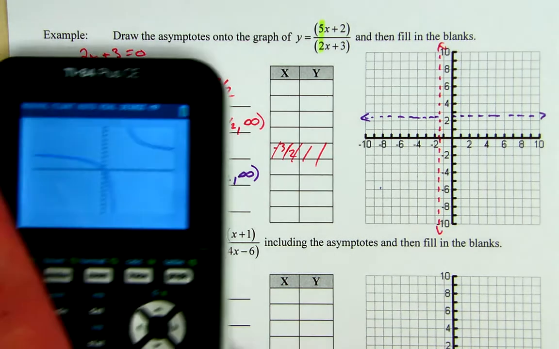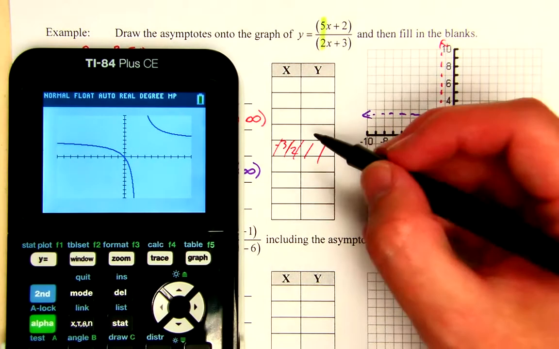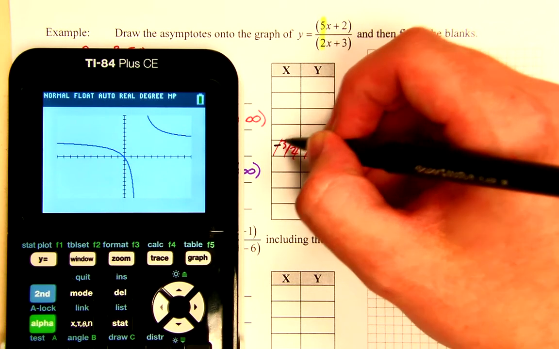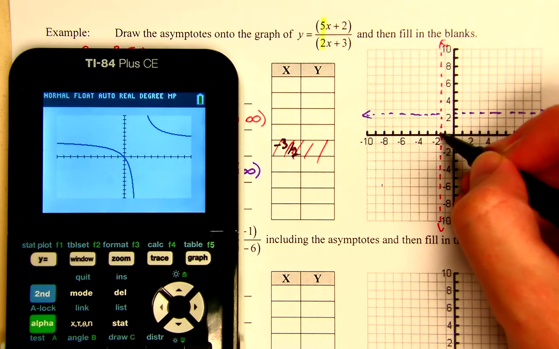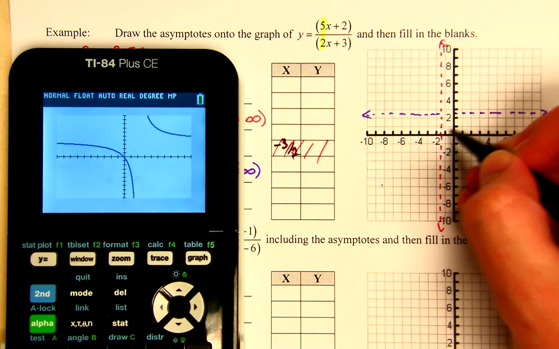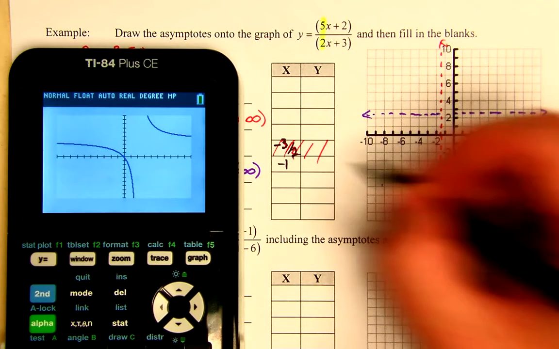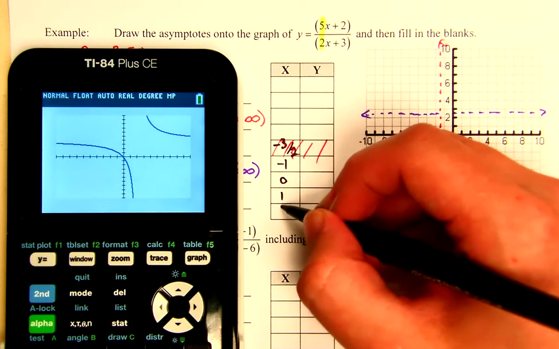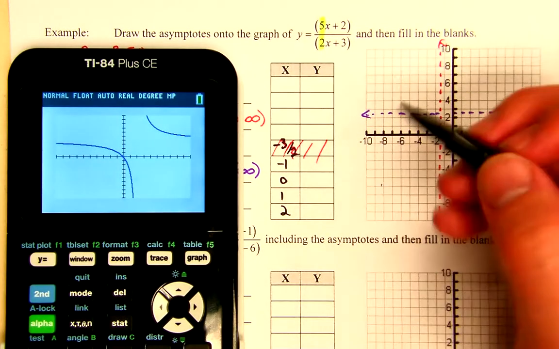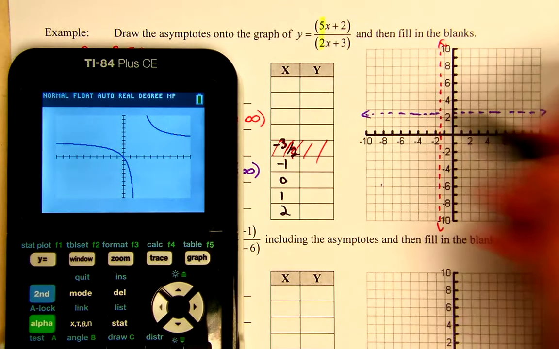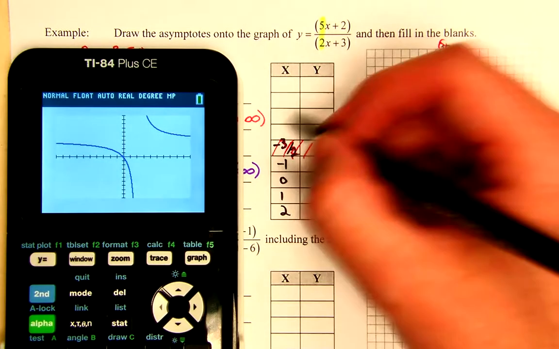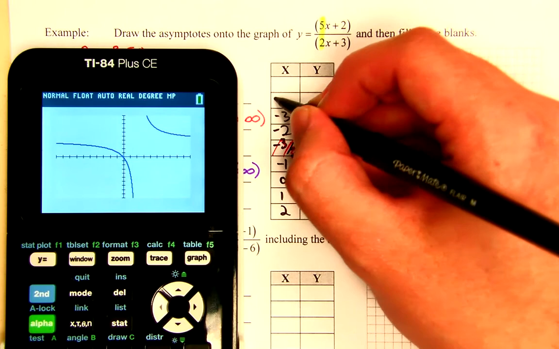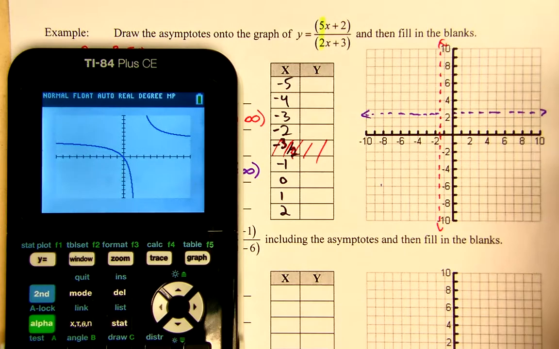Alright, ready to graph? Oh, we didn't pick points. We had negative 3 halves in here. Well, if I want to go more positive than that, what's the next whole number? Negative 1. So try negative 1. Then you have 0, 1, 2. Or go by halves. Either way, you're going to get there. Well, negative 3, what's the next whole number? It's going to be negative 2. So negative 2, negative 3, negative 4, negative 5.